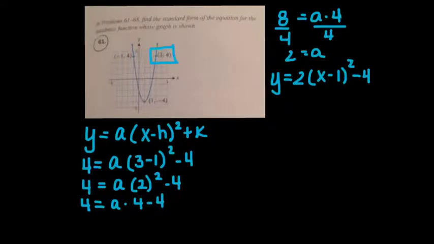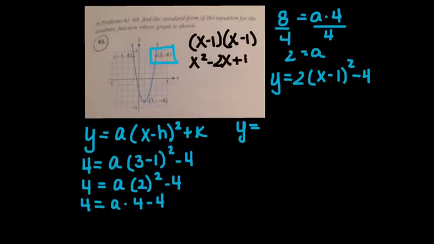So I'll be squaring the x minus 1 before I multiply by the 2. This gives me y equals 2 times x minus 1 quantity squared. Just to review, x minus 1 quantity squared means x minus 1 times x minus 1. If I do FOIL, or that idea of repeated distribution, I distribute the x, then I distribute the minus 1. That gives me x squared minus 2x plus 1.